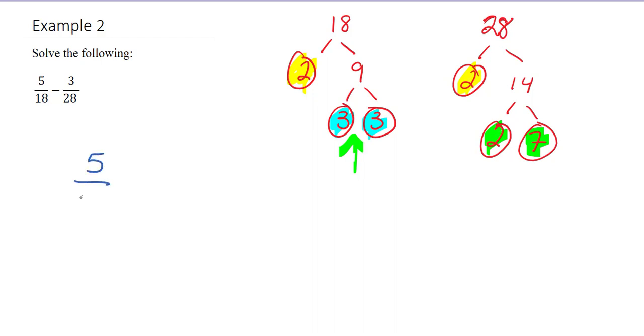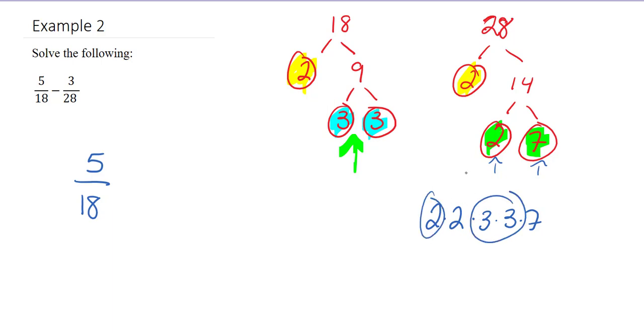So we have 5 over 18. We're missing this 2 and this 7, because they share a common 2, but they need to have all of these. So in the end, it's going to be 2 times 2 times 3 times 3 times 7. That's going to be our common denominator. If we have this, then we're missing these two. So let's multiply by 14 on both the top and the bottom.